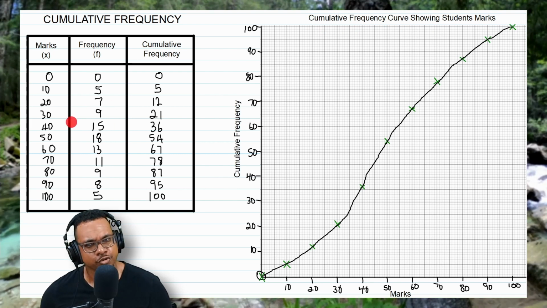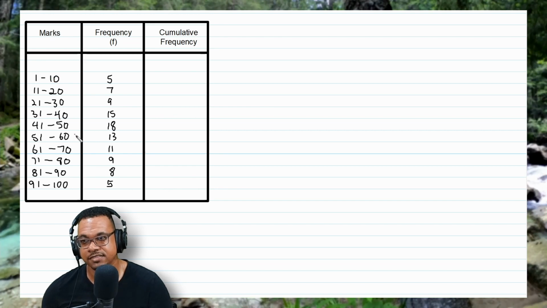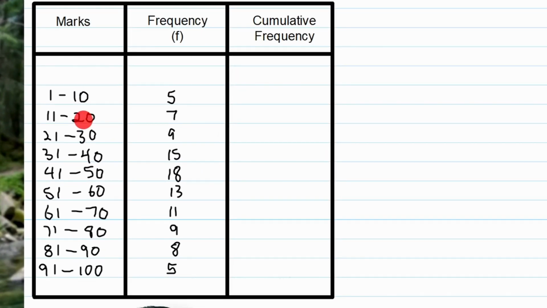Now, this was ungrouped data. Now let's look at grouped data. So here I have a table for grouped data. So here we have our class intervals for the marks. So this means we have 5 students got between 1 and 10 marks, 7 students got between 11 and 20 marks, 9 students got between 21 and 30 marks, and so on.